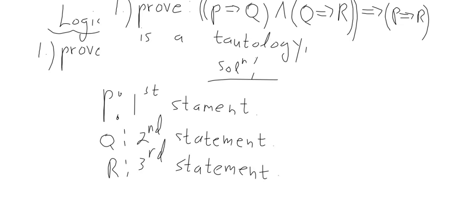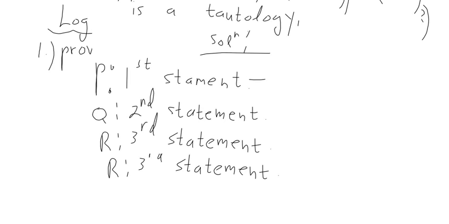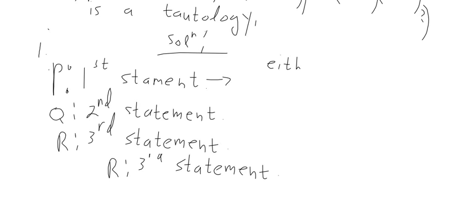Okay, so we have three statements. Now, a statement is something that can either be true or false. So for P, I'll put it over here, I think it's better, more organized, in the column: a statement can either be true or false, right? Same for statement P, statement Q, true or false. Statement R, true or false.